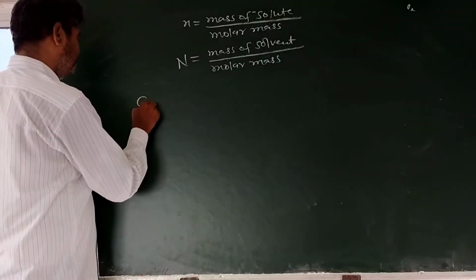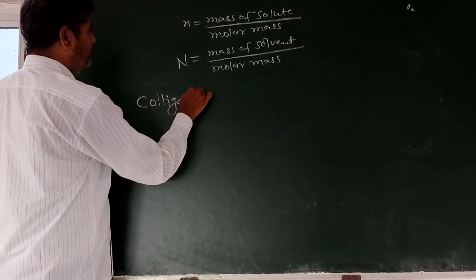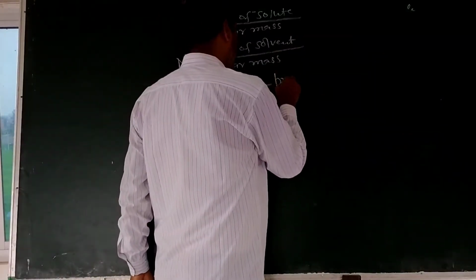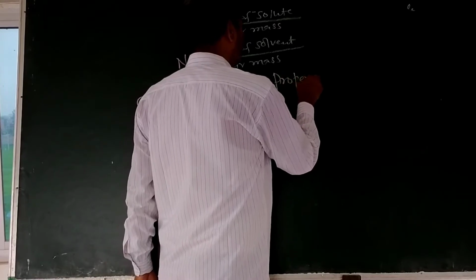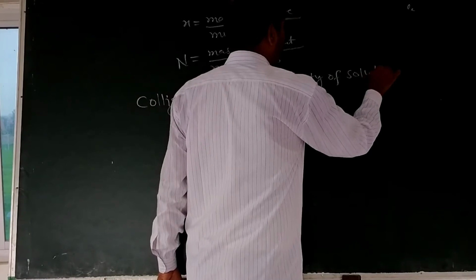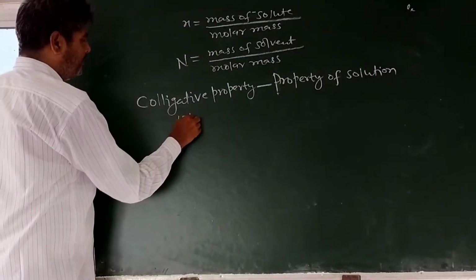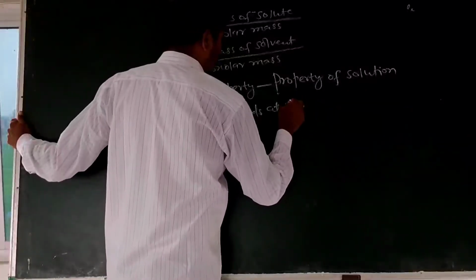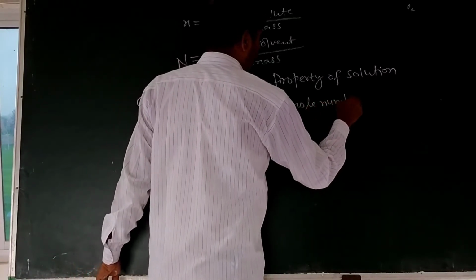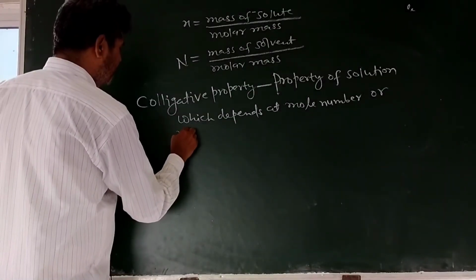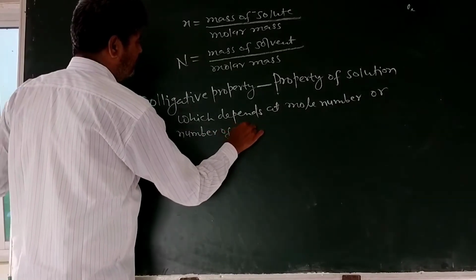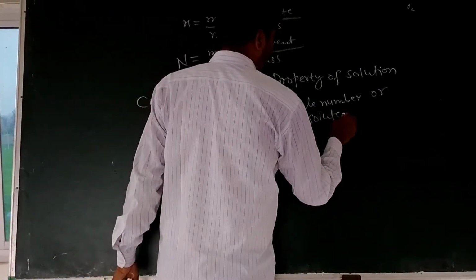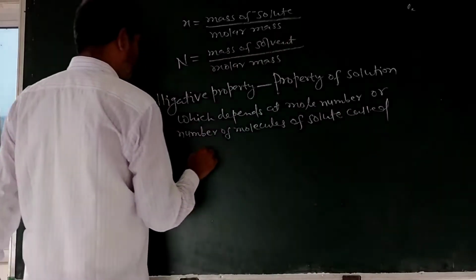Colligative properties. A property of solution which depends on the mole number, or number of molecules, of solute is called colligative property.